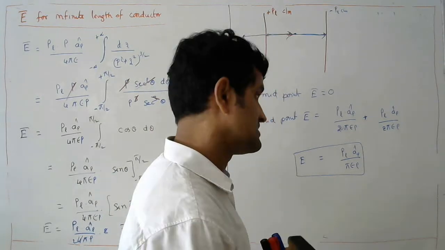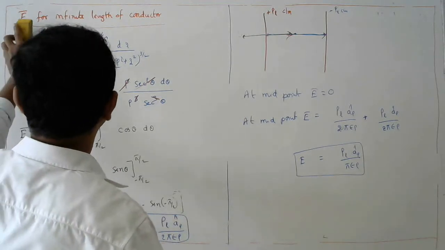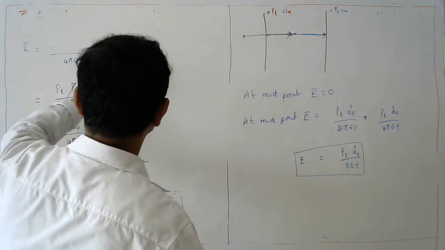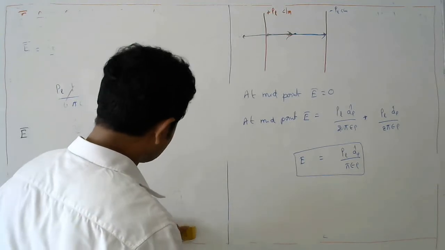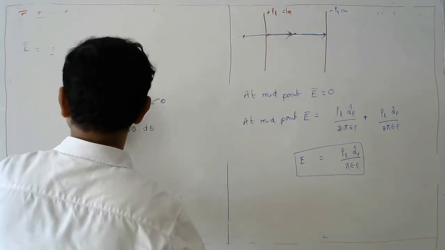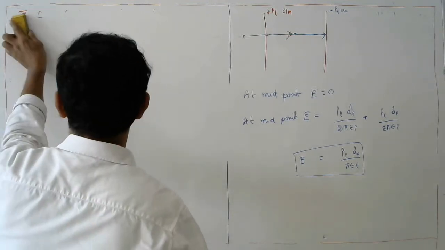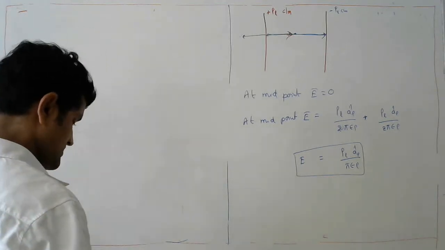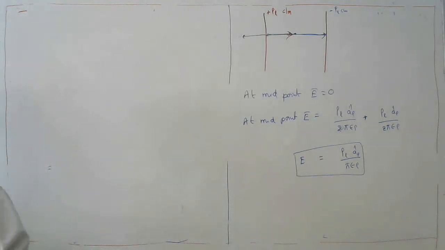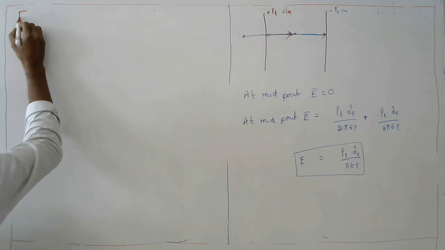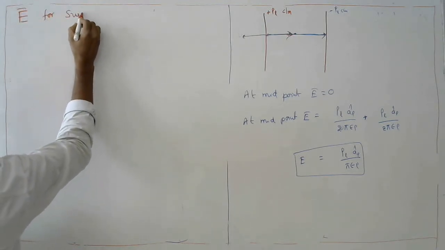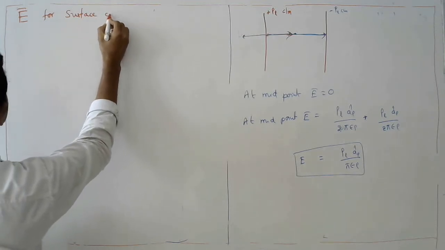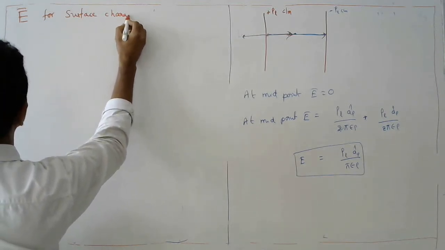So, the expression for E bar for line charge. Next, the third: the expression for electric field intensity for surface charge. E bar, electric field intensity for surface charge.